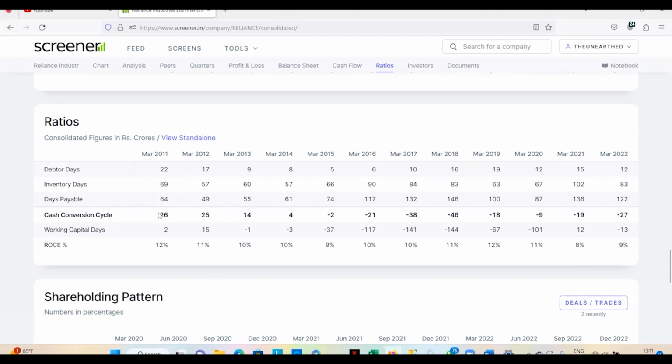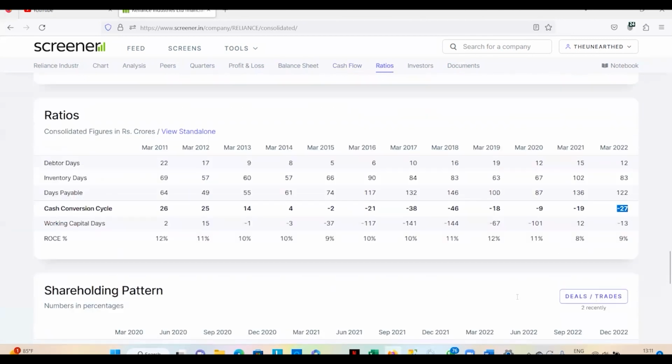Why I feel that way: the inventory average, whatever they are creating on top of the oil refinery, minus 22 days, means they have already got the money before they even go to the market. They have the cash in their books. That's called the cash conversion cycle. So from 26 days to minus 20, they have cash before they even sell, the advance money. Look at that. So these are the two, three things I wanted to show.